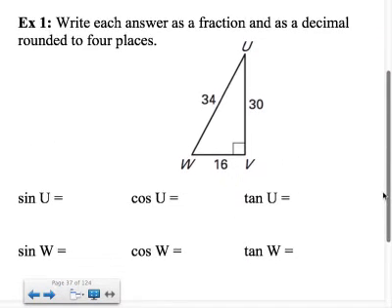In example number 1, it says write each answer as a fraction and as a decimal rounded to 4 places.